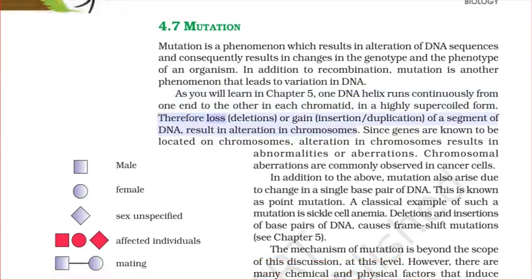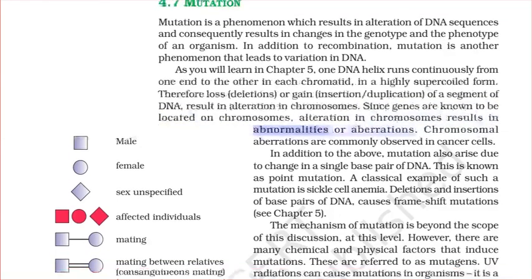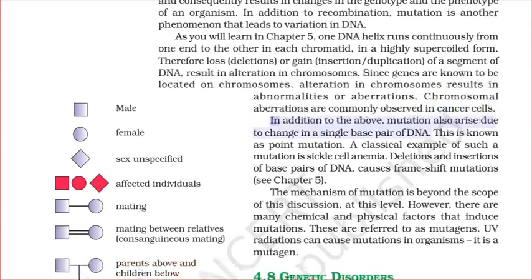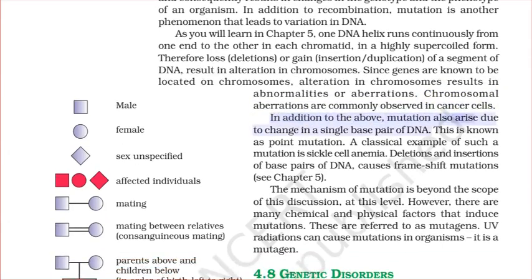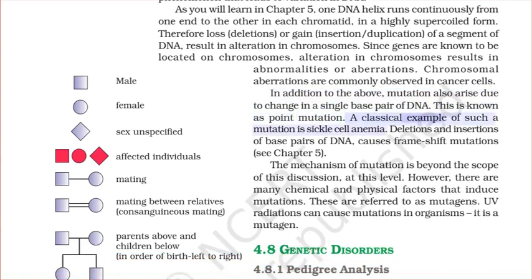Therefore, loss (deletions) or gain (insertion, duplication) of a segment of DNA results in alteration in chromosomes. Since genes are known to be located on chromosomes, alteration in chromosomes results in abnormalities or aberrations. Chromosomal aberrations are commonly observed in cancer cells. In addition to the above, mutation also arises due to change in a single base pair of DNA. This is known as point mutation. A classical example of such a mutation is sickle cell anemia.